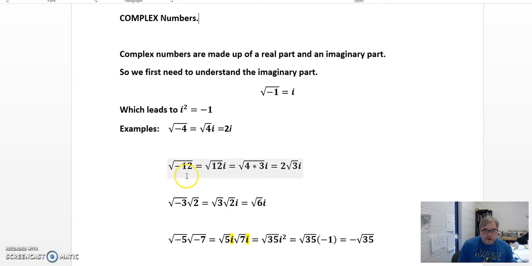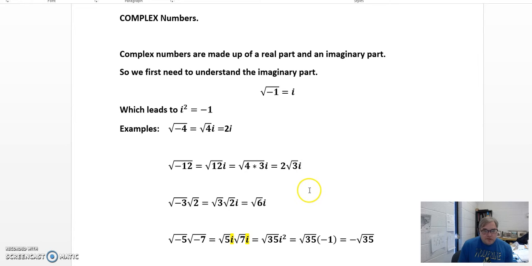When I go down to the next one, I see square root of -12. I don't even care about the 12 right now. I'm going to rewrite that as square root of 12 times i. Then I'm going to simplify the 12, and then I'm going to simplify the radical. So that ends up 2 square root of 3 times i.